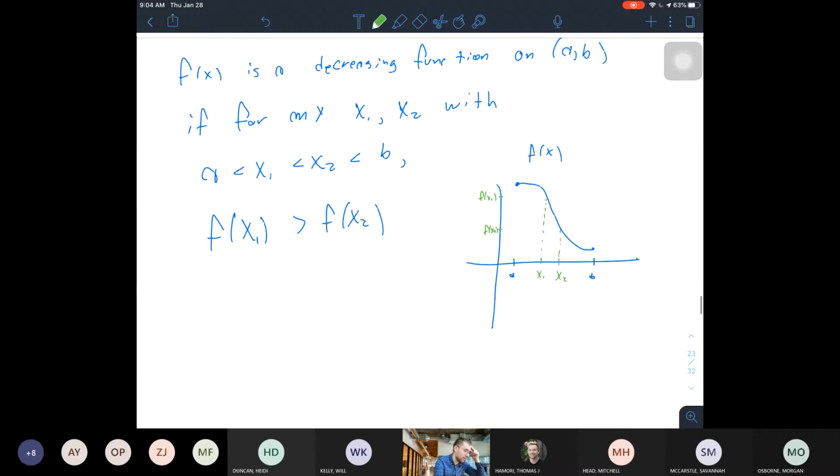Okay, it's an if-then statement. If for any x1, well, if we have this property, basically.